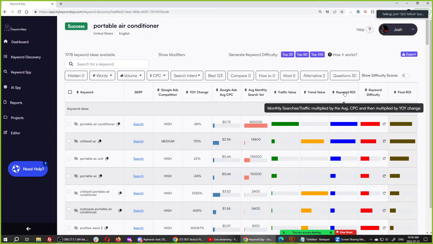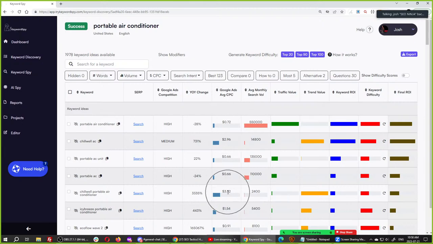The keyword ROI is just the return on investment in terms of looking at the keyword sans competition. So keyword ROI is everything from here to here. It takes in the Google Ads competition, the year over year change, how hot it is this year, the Google Ads average CPC as a general metric of how much money is behind the niche. The more money people will bid on it, the more money that you'll make on it, right? In general, it's a 10%. This is usually around 10% of what they would make on it, usually.